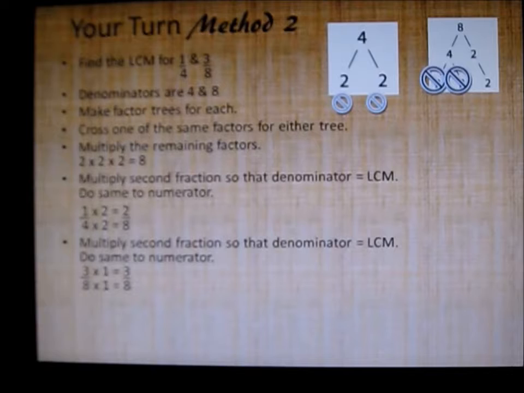Multiply the second fraction so the denominator equals the least common multiple. Do the same to the numerator. 3/8, because we have an 8 on the bottom, times 1 equals 3/8. Now we can compare our numerators. 2 is less than 3, so 2/8 is less than 3/8.